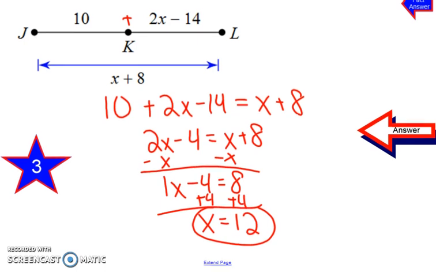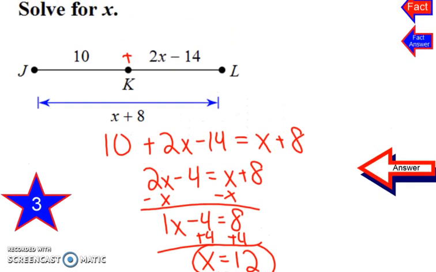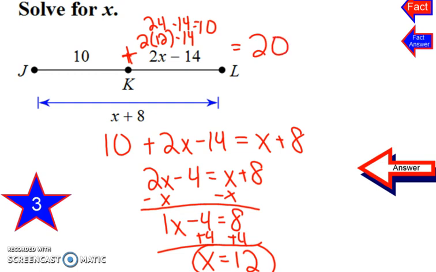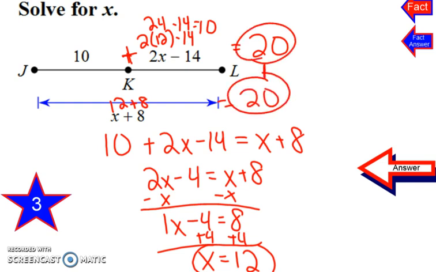So now again, we do want to make sure that we're correct. We're going to go back and check our answers. Well, 10 doesn't have any variables. Here I have 2 times 12 minus 14, which is 24 minus 14, which equals 10. And if I add those two together, I get an answer of 20. If I put 12 in for my x here, 12 plus 8 equals 20. I have two congruent line segments, so that means my value of x is correct.